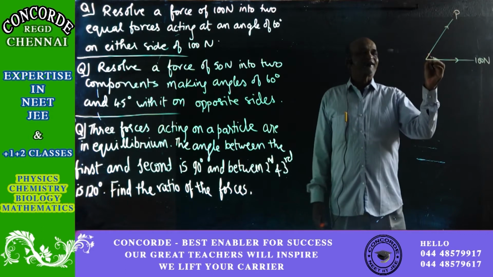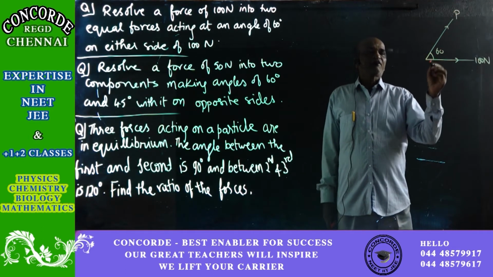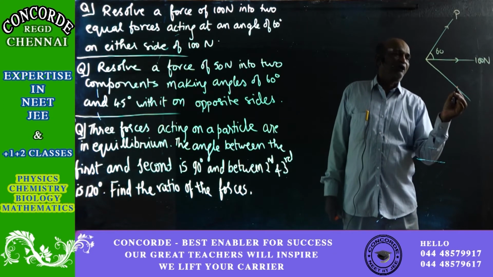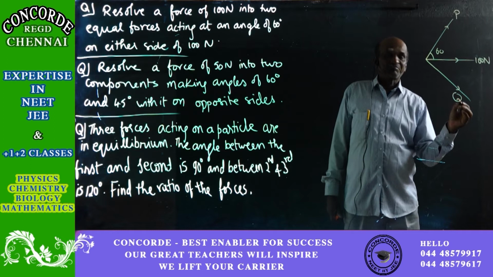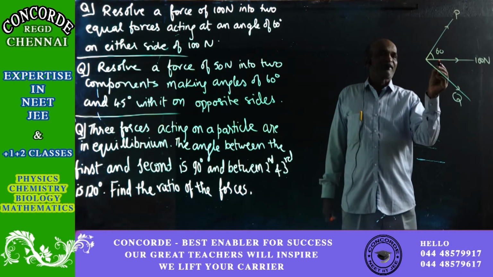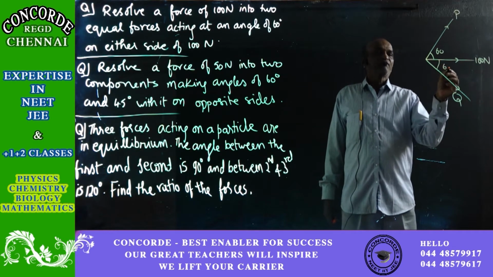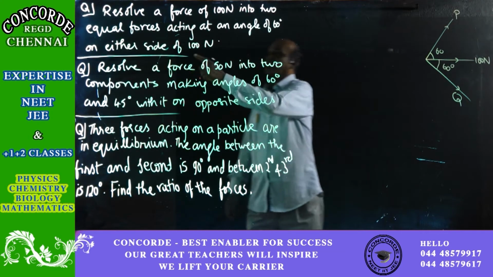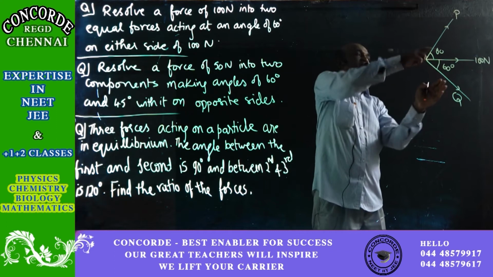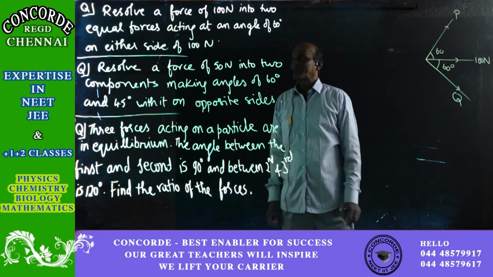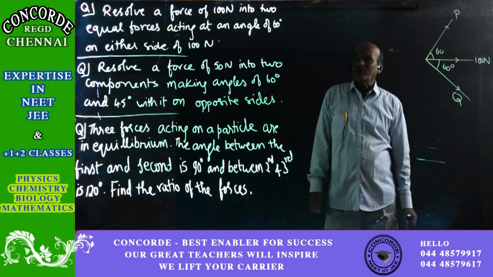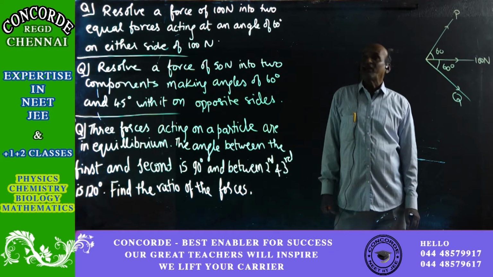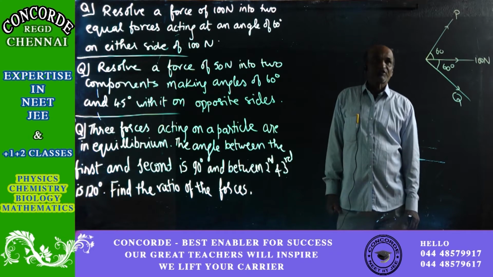One force is making an angle of 60 degrees. The second force is also making an angle of 60 degrees, but on the other side, and all this information is given in the question itself. You can see angle of 60 degrees on either side of 100 newtons. So we will have to find out what will be the resolving of this 100 Newton force.